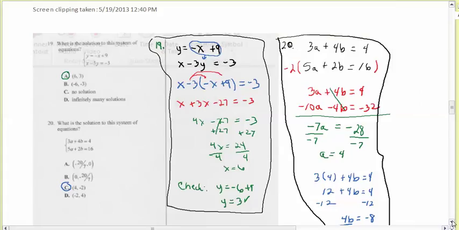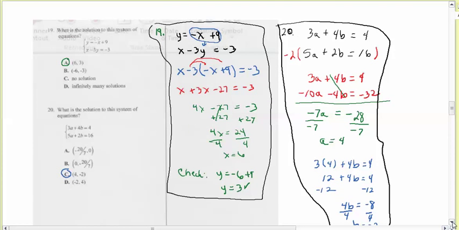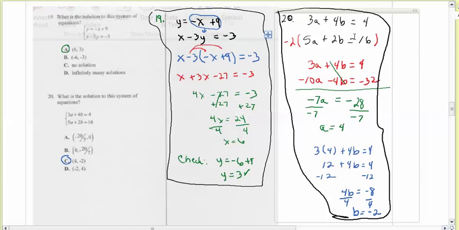Alright, number 20. I have my work over here. It's an elimination method. I'm going to eliminate one of the variables. I'm going to eliminate the b. I've got a 4b here. I need to make this a negative 4b, so I'm multiplying everything by negative 2, which I did.